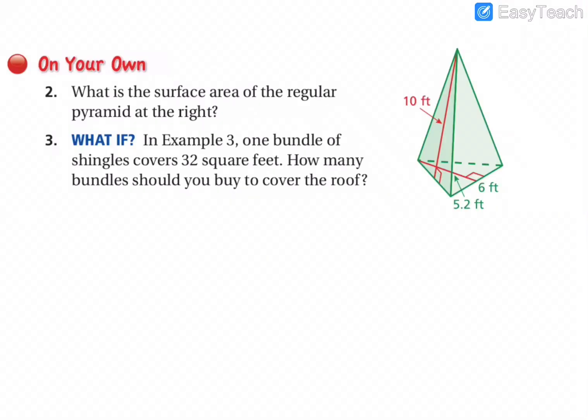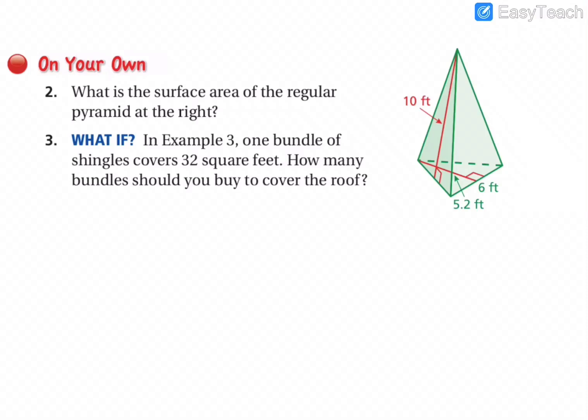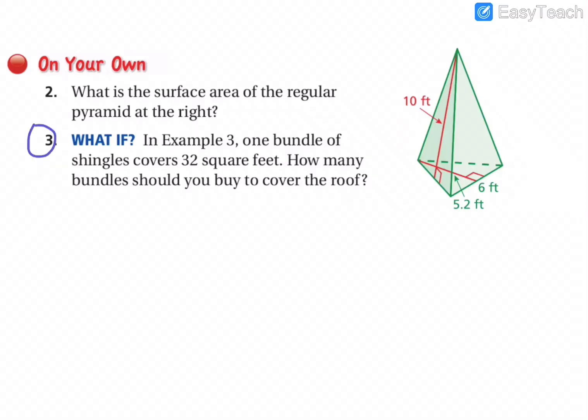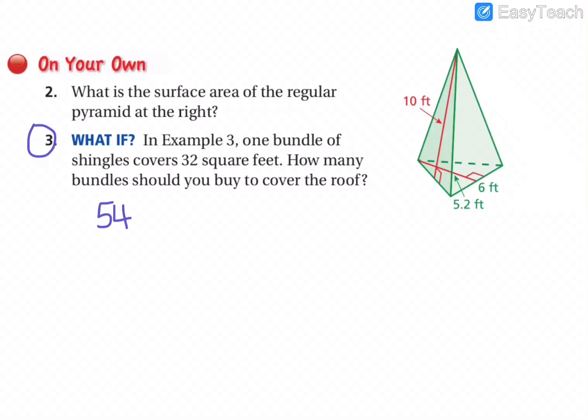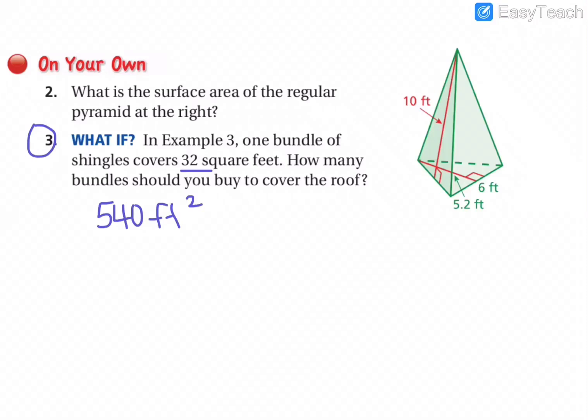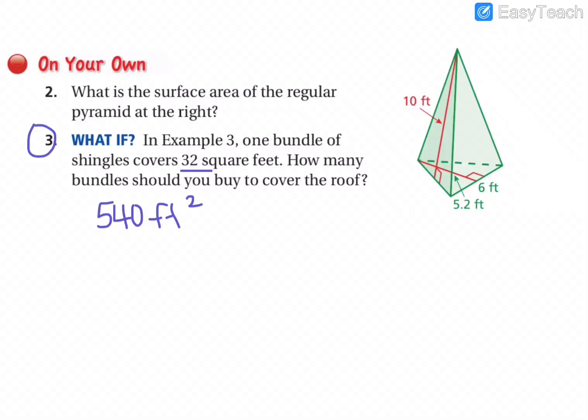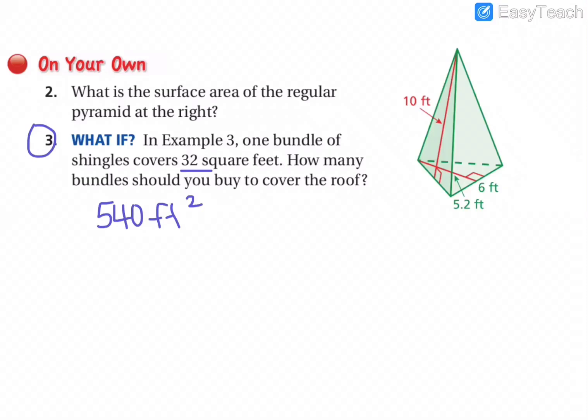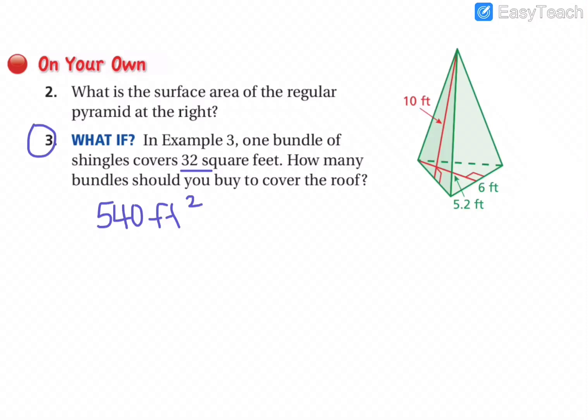Okay, now try this. These 2 on your own. You're going to refer back to example number 3 for number 3 right here, using your answer just so you don't have to go back here. We got the lateral surface area at 540 feet squared, so all they're asking you to do here is instead of a bundle covering 25, what if it covers 32? How many bundles would you need then? Okay, so work it out and then come back here to check your answers.